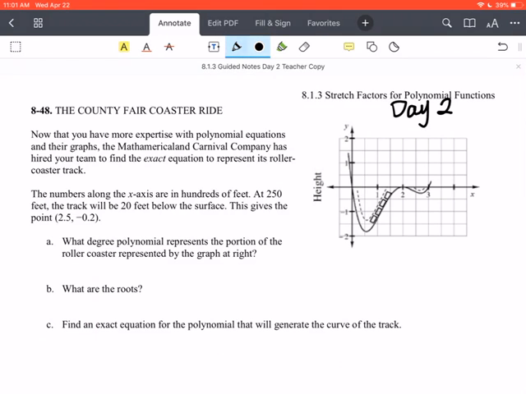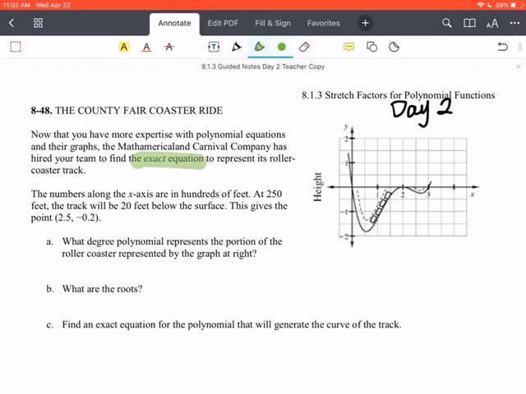Okay, we are going to continue on with 813 day 2. So I'm on problem 48 of the note sheet that you would have printed yesterday. And we're going to continue looking at how to find the exact stretch factor or leading coefficient for a polynomial function. So we're back to the county fair coaster ride, and it says, now that you have more expertise with polynomial equations and their graphs, the Math America Land Carnival Company has hired your team to find the exact equation to represent the roller coaster.